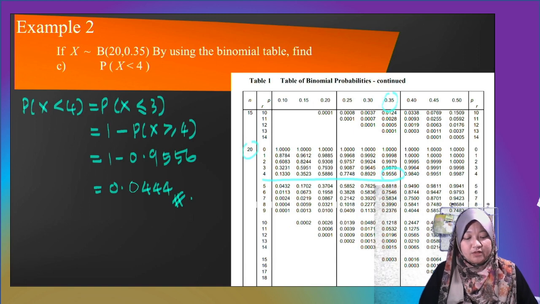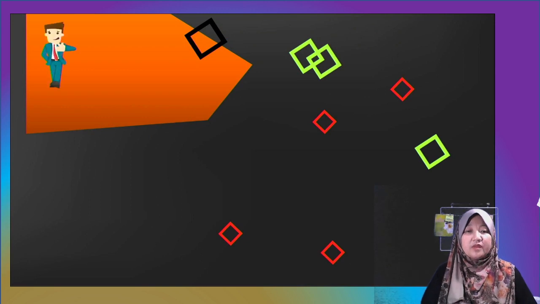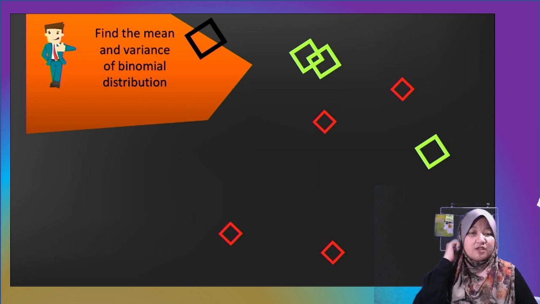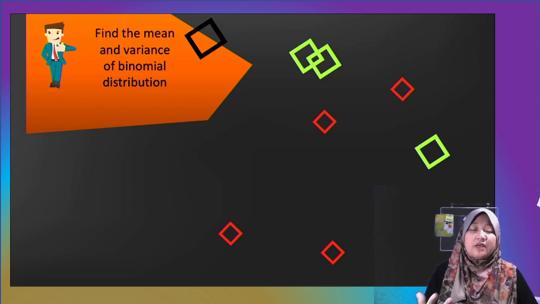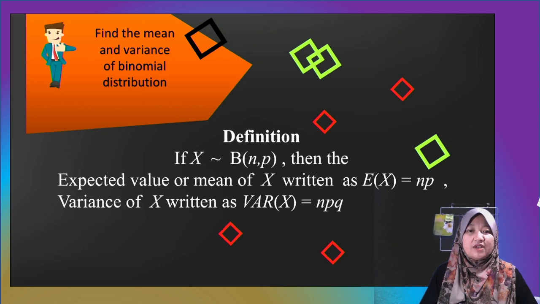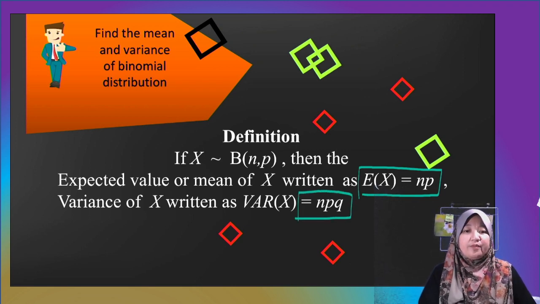Okay. So, kita pergi kepada next objective. Find the mean and variance of binomial distribution. So, untuk kira mean dan variance, kita lihat formula bagi mean dan juga variance. Okay, formula bagi mean adalah EX, expectation. So, expectation is N darab dengan P. Super easy, N darab P. Variance is N darab P darab Q.